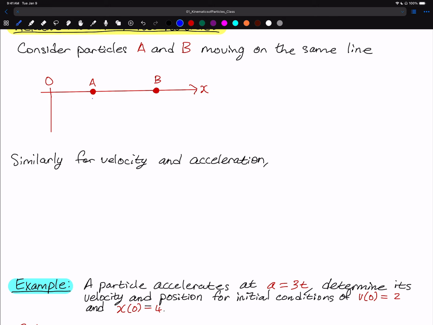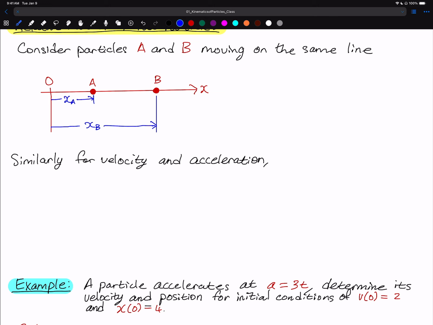So first of all, the position of A, we're going to call this position xA, measured from the origin to A. And then we're going to have a position xB, measured from the origin to the position of B. And then the relative position depends on which particle we are talking about.